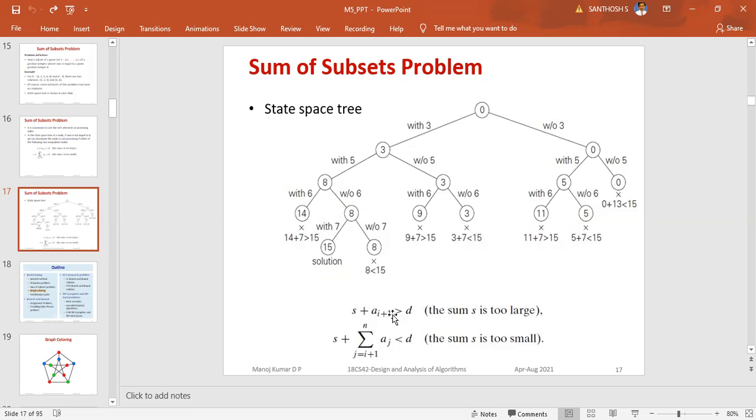So using this formula, S plus A of I plus 1 is greater than D, the sum S is too large. So S plus summation J equals I plus 1 to N Aj is less than D, the sum S is too small. So this is up to the sum of subset problems.